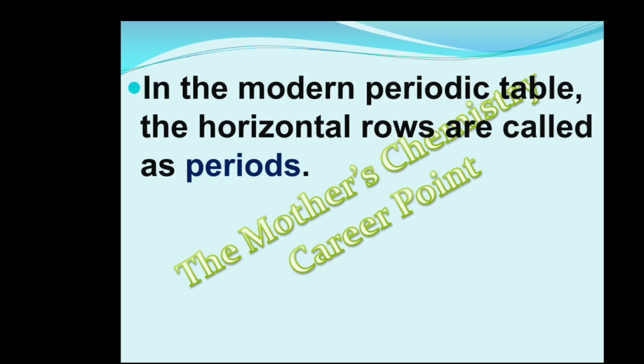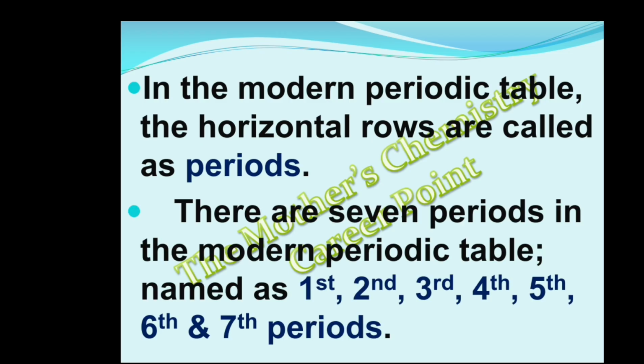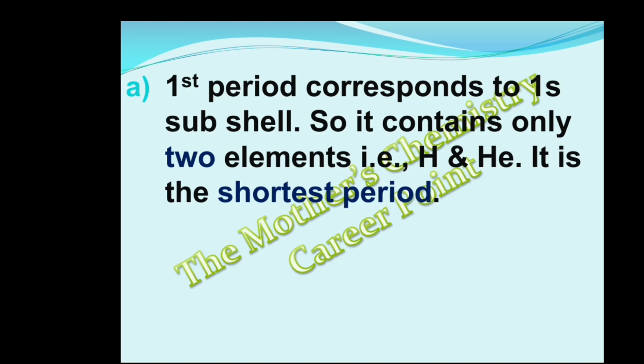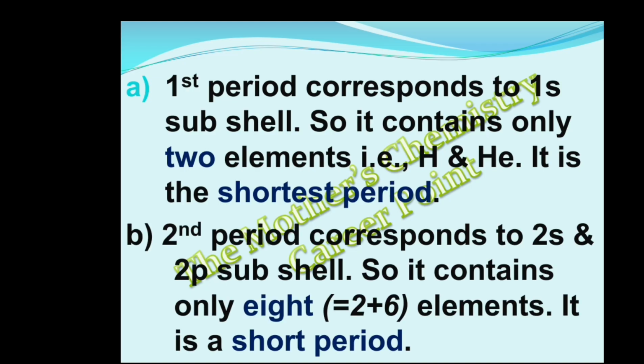What are periods? In the modern periodic table, the horizontal rows are called periods. There are 7 periods in the modern periodic table, namely first, second, third, fourth, fifth, sixth and seventh period. The first period corresponds to 1s subshell, so it contains only 2 elements in it, that is hydrogen and helium, and is the shortest period in the periodic table.